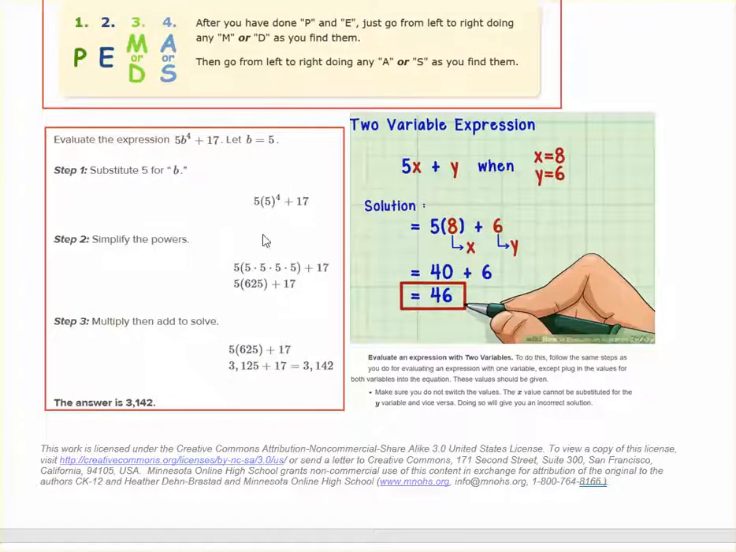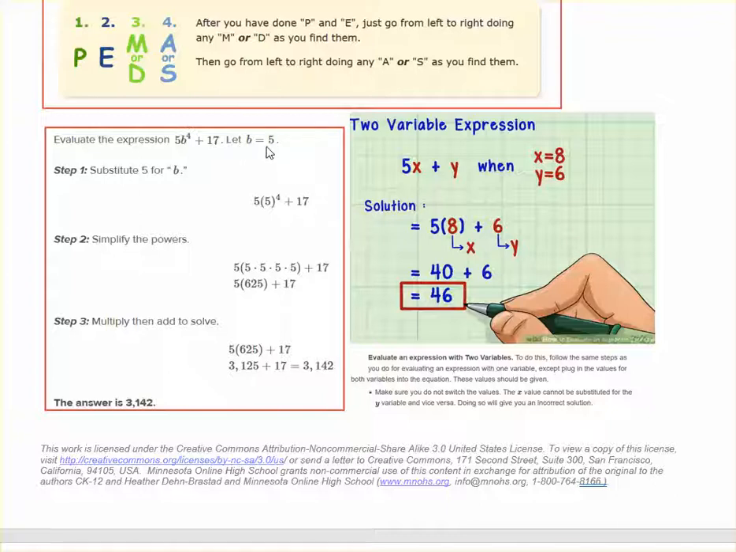All right, here's some more examples about problems like we will be doing on this worksheet, and they're very similar to the other problems that you worked with in this weekly folder. So here's an example where we will evaluate the expression. Evaluate means we'll find a number for an answer, and it's 5b to the fourth plus 17, and they're going to give us what the variable is equal to. Sometimes they say let b equals 5, sometimes they say when b equals 5, sometimes they say if. So there's different ways for them to give you the value of the variable.